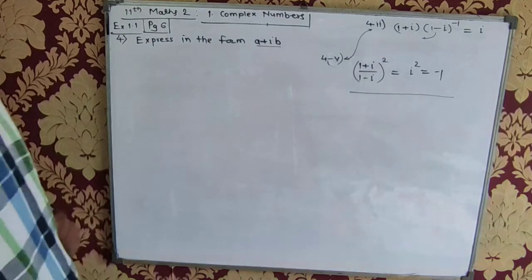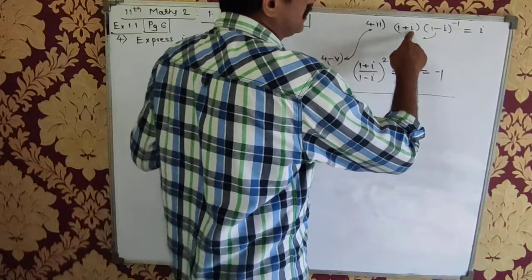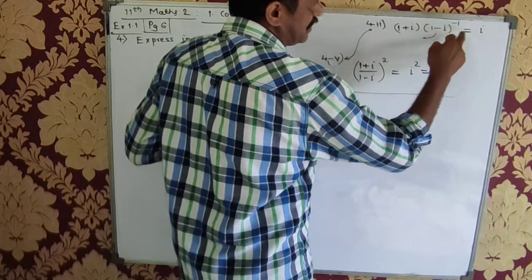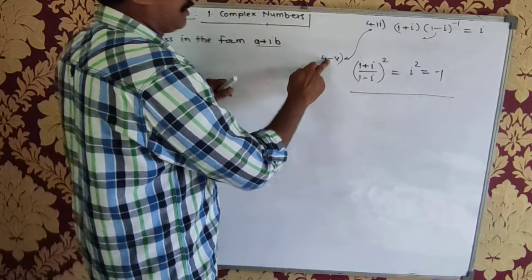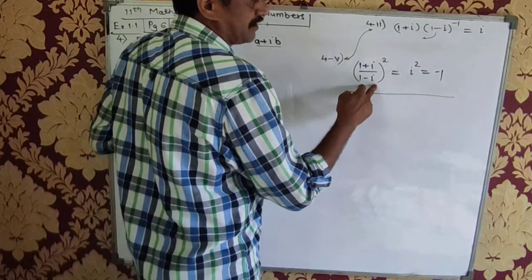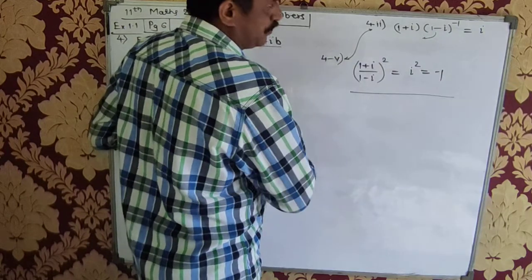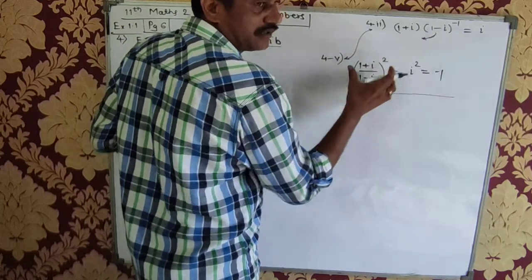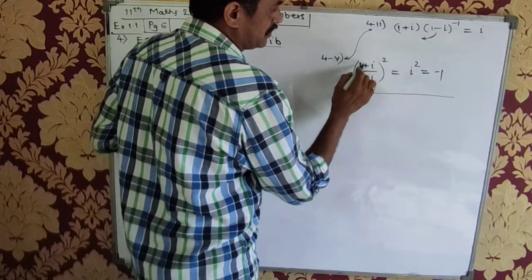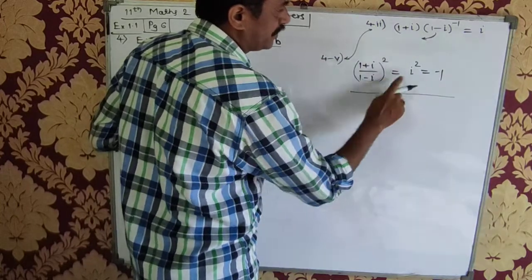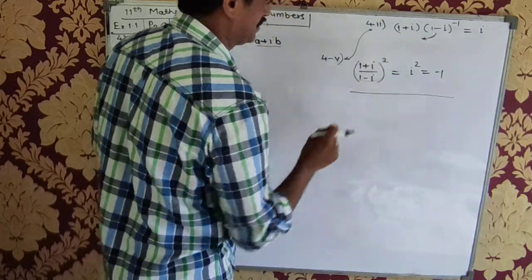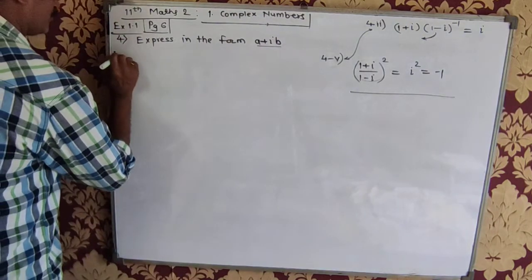Question number 4 subpart 2, which we solved just now, it is this 1 plus I into 1 minus I raised to minus 1, whose answer was I. And the fifth question says 1 plus I upon 1 minus I bracket square. Now when you send this in the denominator, so this is what this bracket is, question number 4 subpart 2, so its answer will be I square, meaning minus 1.